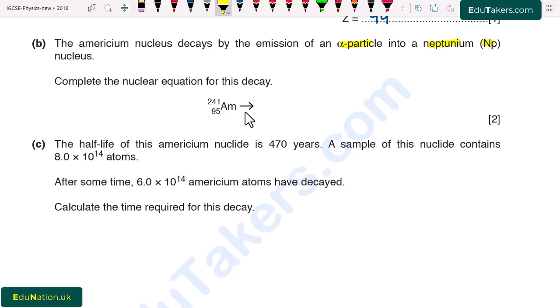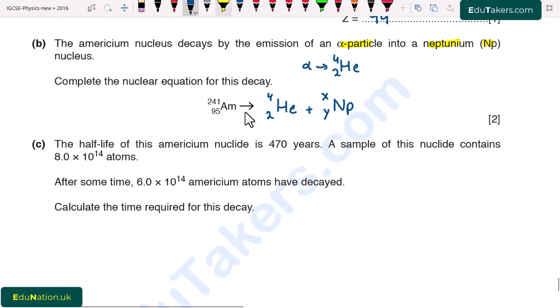It is given that americium decays into an alpha particle. So I write here alpha particle. It is just like the helium nuclei, whose symbol is He with atomic number 2, while the mass number is 4. So I write here helium 4 and 2 plus the second element is Np, and we have to find out the atomic number and atomic mass of Np. So I suppose I write here X and Y.